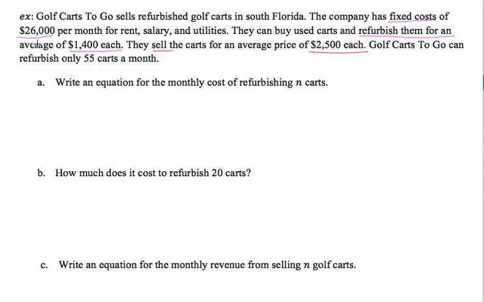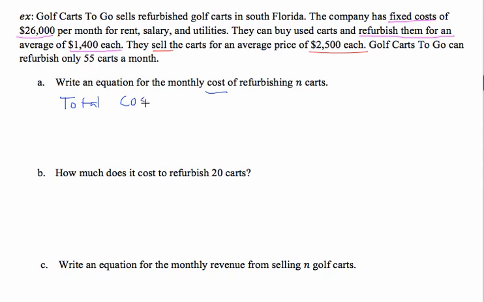So we're going to start by writing an equation for the monthly cost of refurbishing N carts. Okay, cost. We're writing a cost equation, so let's call it C for cost. So cost means cost to me or you. You are the business owner. What does it cost you just to refurbish N carts per month? Okay, so there's two types of cost. Remember, fixed and variable. Your total cost, let me write this out here because I didn't write it up ahead.